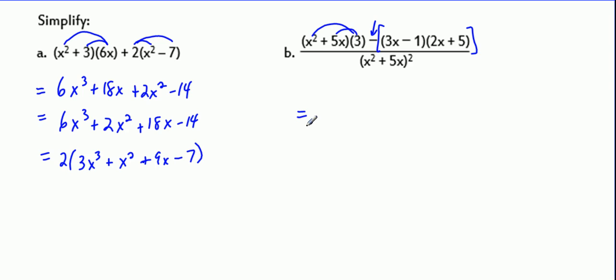I'm going to do the top here. I get 3x squared plus 15x. And then up here, I'm going to do my first, outer, inner, last. I'm going to do it right above so I can keep track of everything. 6x squared plus 15x minus 2x minus 5. Okay, you're going to combine these like terms, and then you've got this negative sign to deal with.